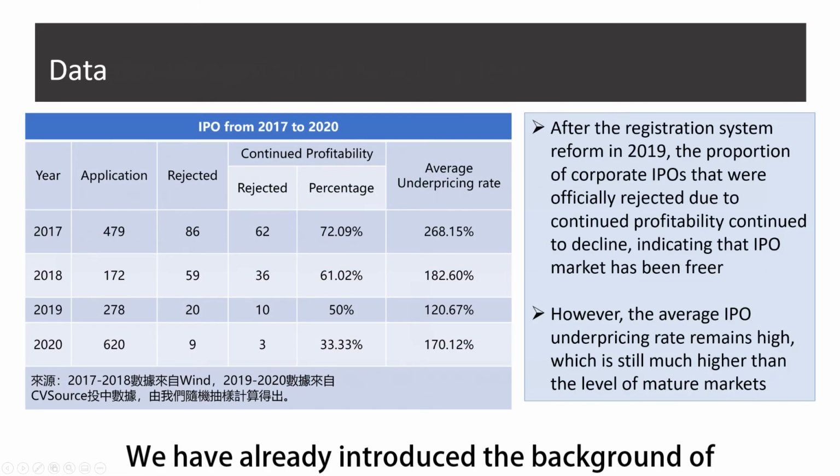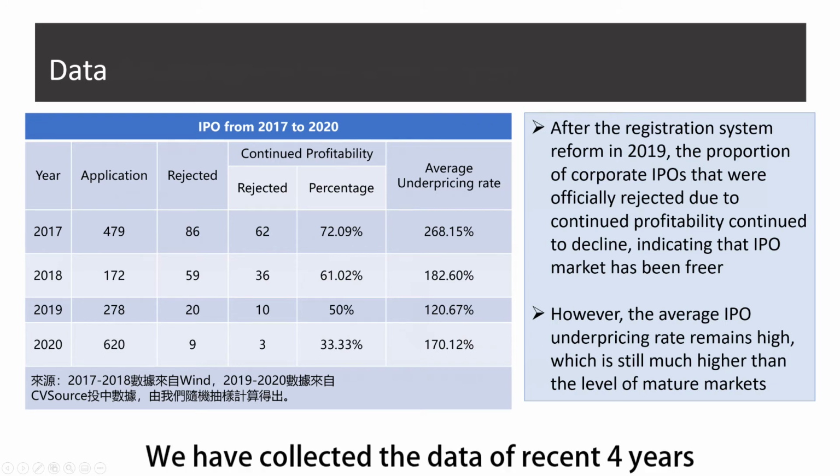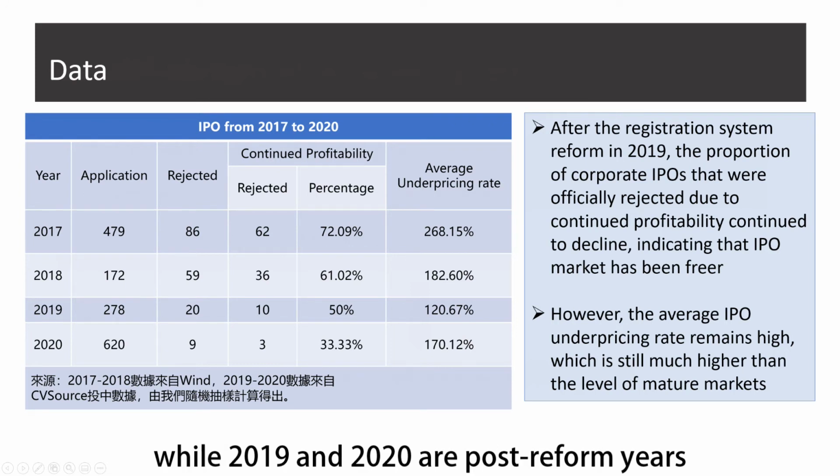We have already introduced the background of China's IPO registration reform. So, what is the result? Now, let's see the data. We have collected the data of the recent 4 years. 2017 and 18 are pre-reform years, while 2019 and 2020 are post-reform years.